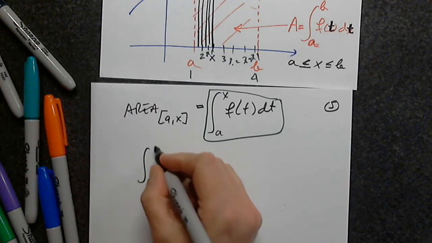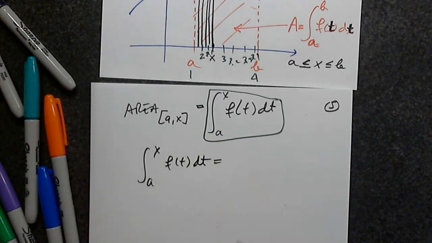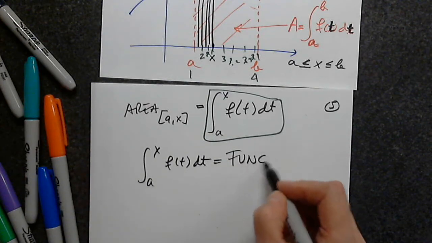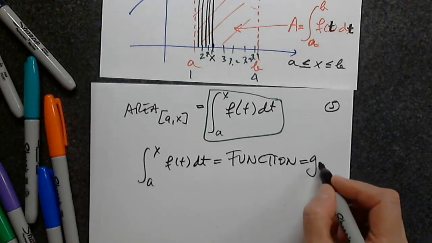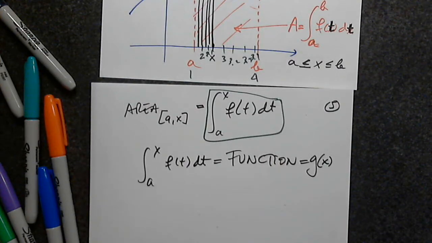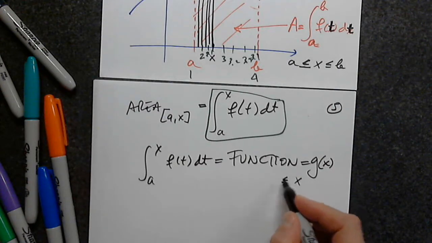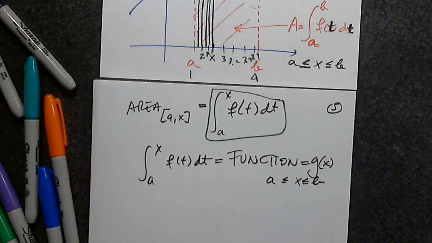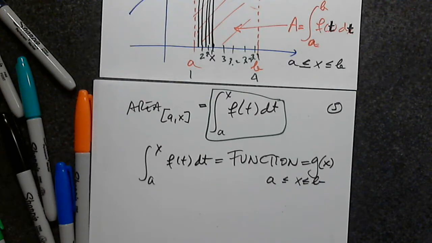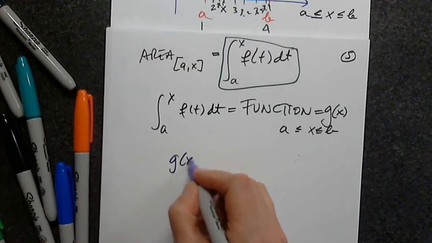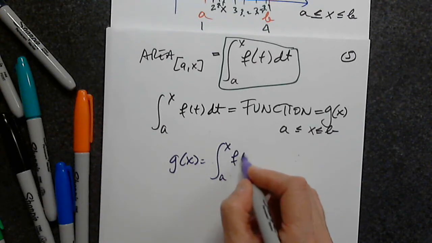So the integral from a to x of f of t dt is not a number, but a function. We're going to call it g of x. It's a function of x. X is the variable. X is going from a to b. So it is possible that a function is given in the form of an integral when the upper limit is x or another function, if you want, of x. So very clearly, let's write it one more time: g of x is the integral from a to x of f of t dt.